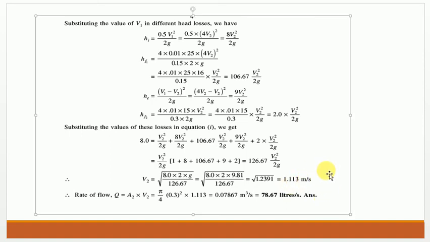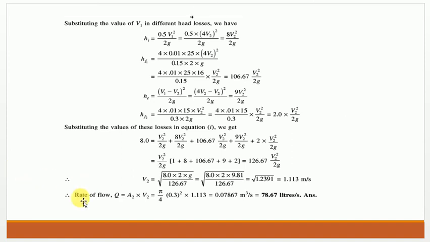If V2 is known, the rate of flow, the discharge, will be equal to area into velocity. Because we know that the discharge remains the same throughout the pipes, even if the diameter changes, right? That's what the continuity equation defines. So Q will be equal to A2 into V2, or equal to A1 into V1. It doesn't matter whichever it is, the discharge remains the same. If you want to go with V1, V1 will be equal to 4 times V2, so you can use this formula.